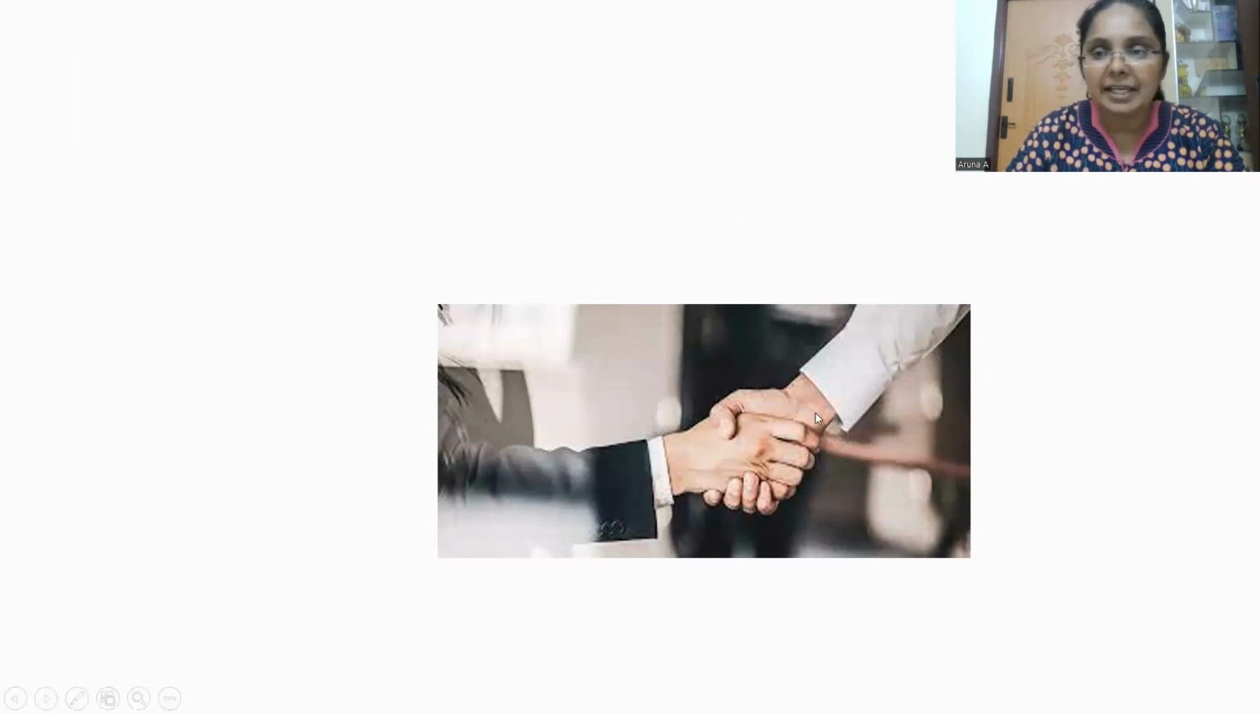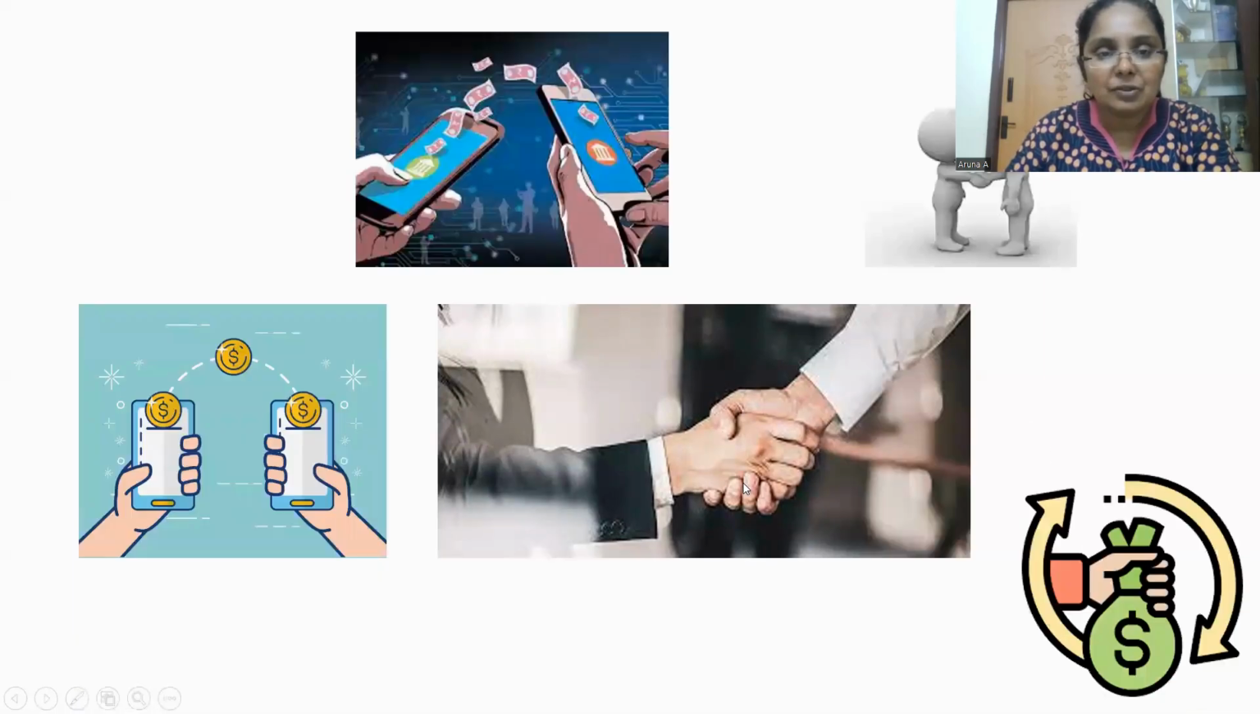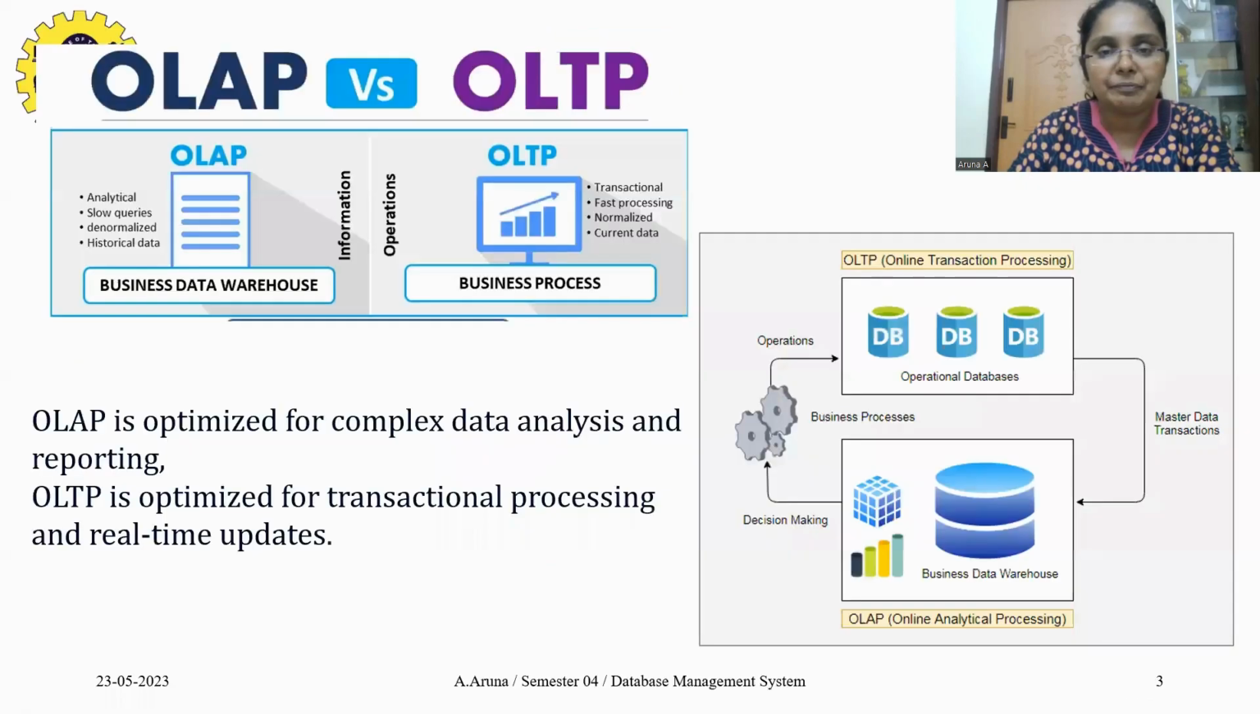Some handshaking is taking place between two persons. Communication is taking place between the two persons. So what does this picture show? Some transaction, where some amount is transmitted from one person to another person. That is correct. That is the concept called a transaction.